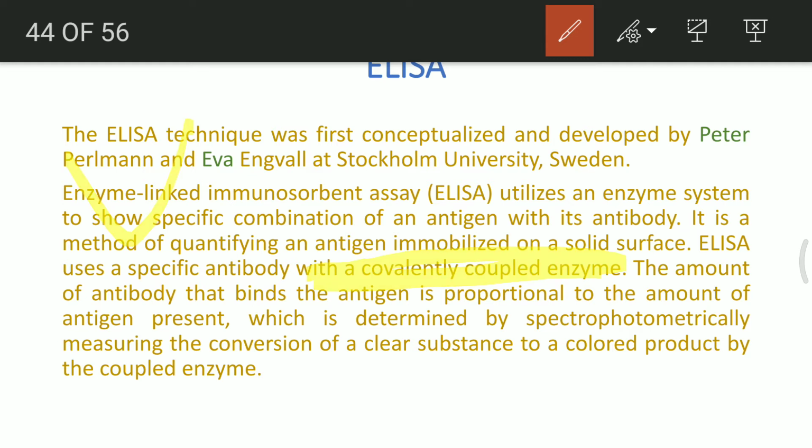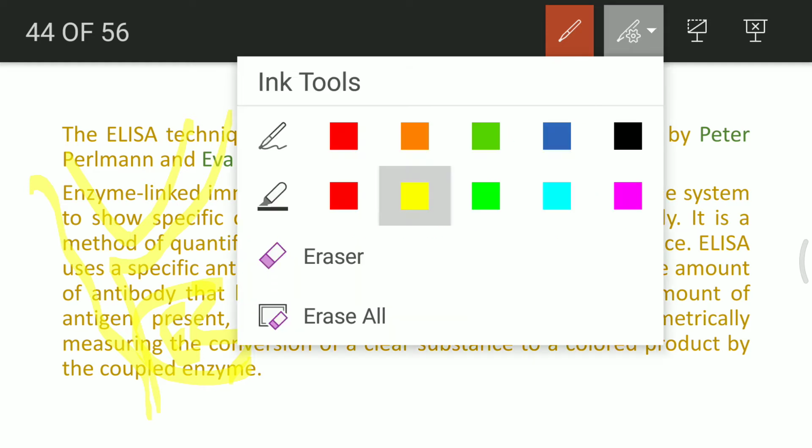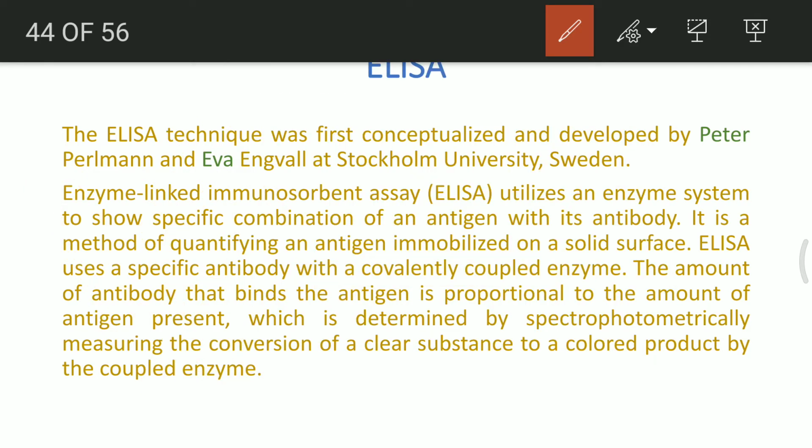See, this is an antibody, suppose. It will have a position where an enzyme is present. This is the enzyme which is attached with the antibody. The amount of antibody that binds the antigen is proportional to the amount of antigen present. No extra amount of antibody will be present because we keep on washing it with tris phosphate.